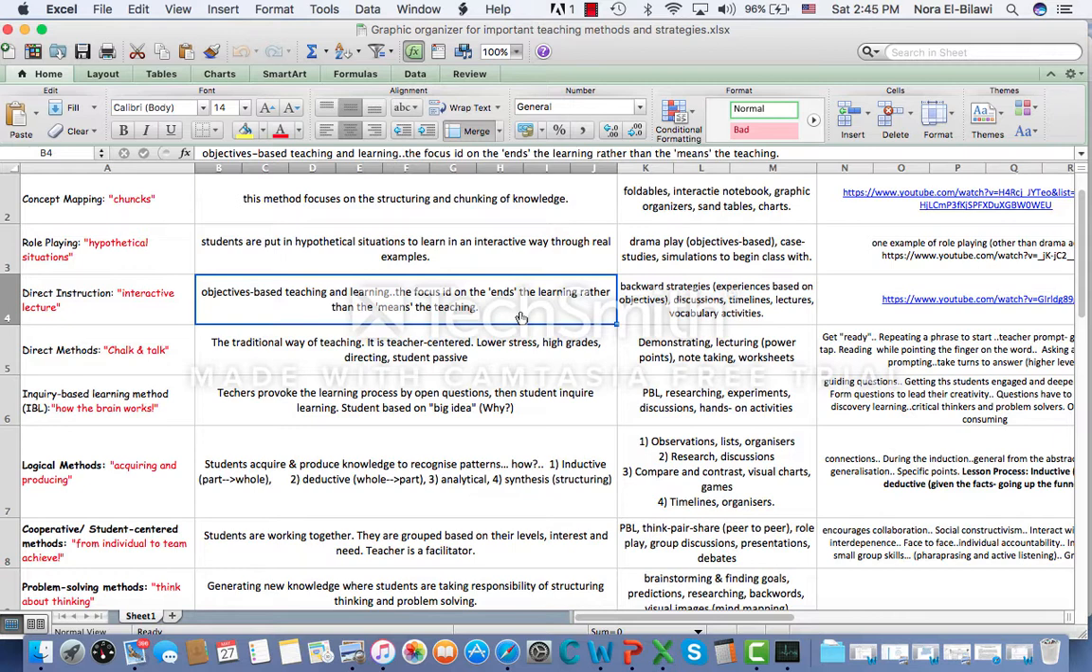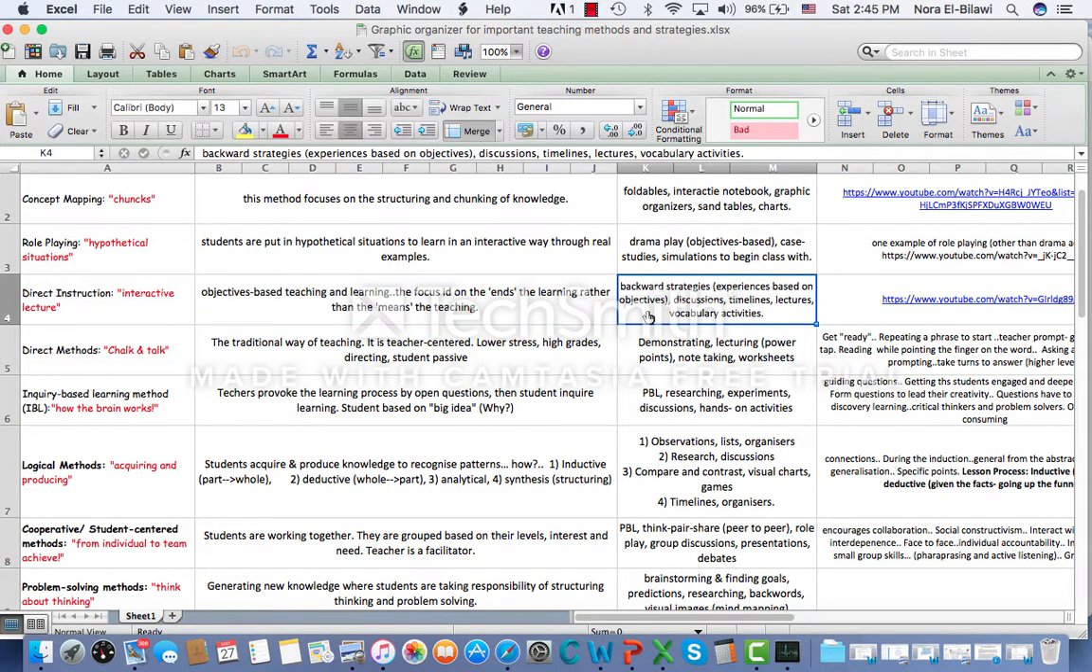So I want them at the end to get the idea of whatever that objective is. So whatever will take me at that moment to get them to that end is my ultimate goal. The strategies that match with this are backward strategies, and it's mainly based on putting the objectives and then working from the objectives to get to the ultimate end.